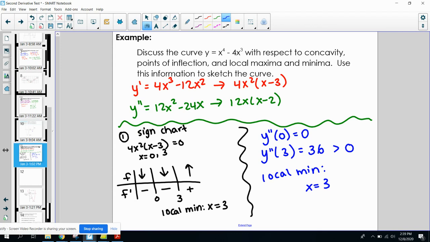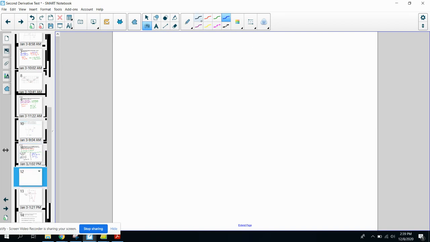So let's keep going with this problem because it asks us for the local max and min. So it does not have a local max. It does have a local min. And then we want to find the concavity and points of inflection. So I'm just going to continue this on over here. And let me just rewrite this so we have it. So it was x to the 4th minus 4x cubed. And we had found the first derivative, which was 4x squared, x minus 3, just simplified. And we had the second derivative, which was 12x, x minus 2.